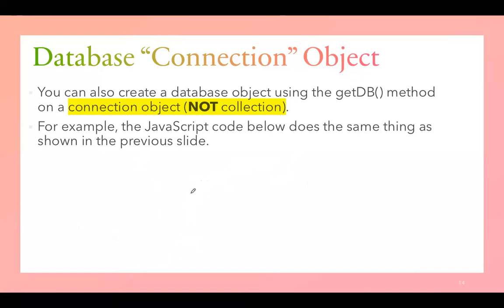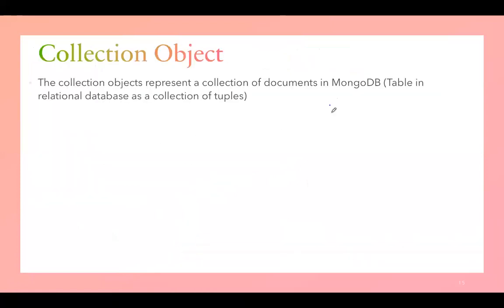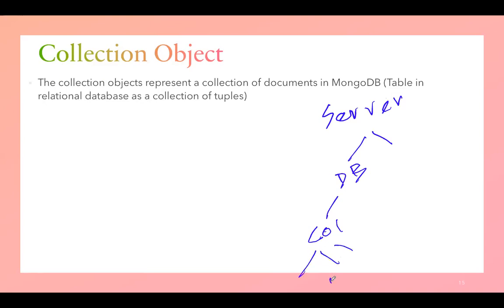For example, JavaScript code. So we have seen this example, right? Now, collection objects. You have to remember, at the back of your mind, that we have the server, and the server is connecting to a bunch of databases, and databases will be connecting to a bunch of collections, and collections will be connecting to a bunch of documents, right? So we know how to access the DB. We have seen those examples, right? Now we need to understand the collection objects.